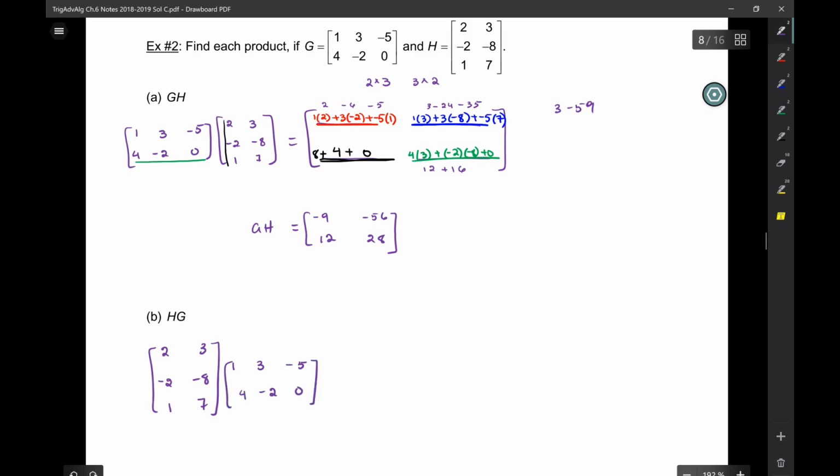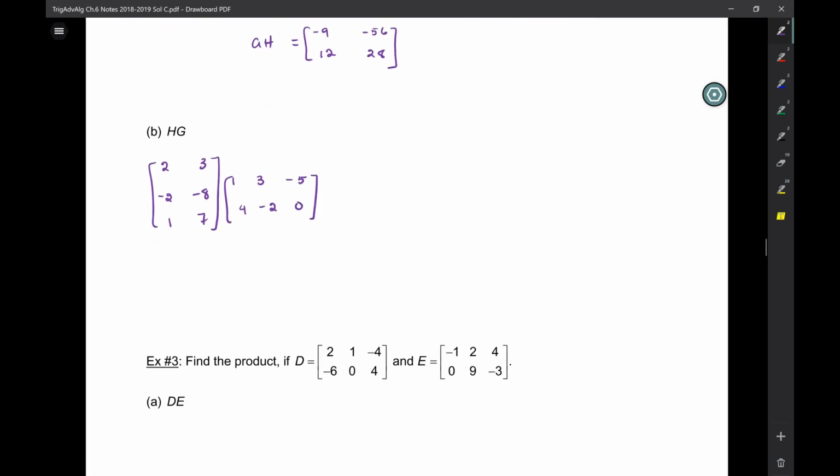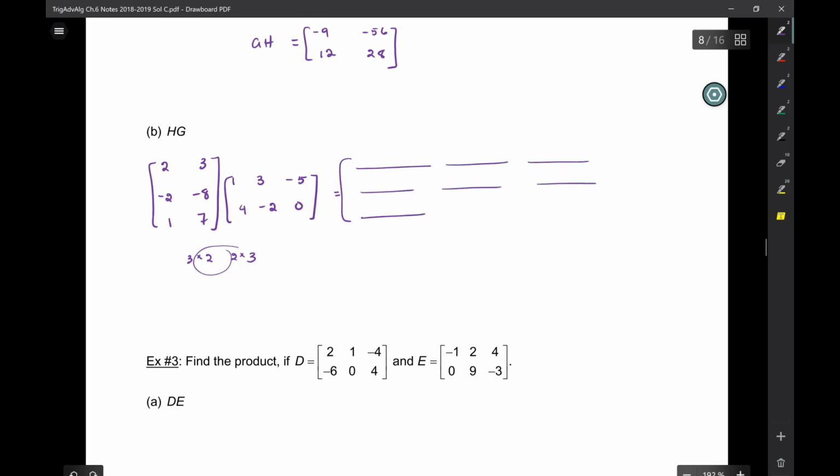So we're doing H times G. I write H first, then G. This is a 3 by 2 and a 2 by 3. Yes, I can multiply, and the result will be a 3 by 3. Do we just need to know that to know what the result is? Yeah, so you could start filling them in.